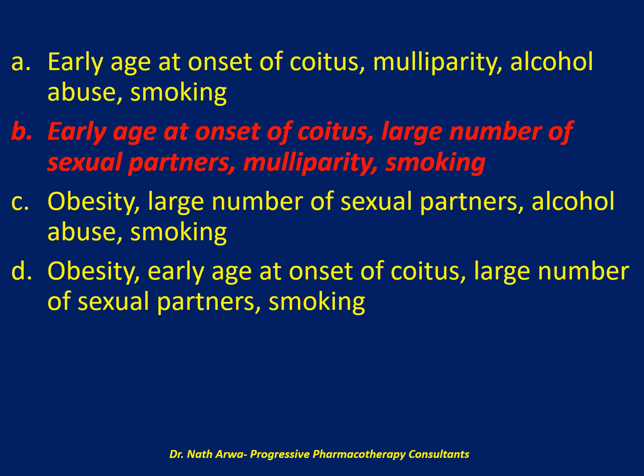The correct answer here is early age at onset of coitus interruptus, large number of sexual partners, malparity, that is having many children, 5 to be specific, and smoking. Now, while persistent human papillomavirus HPV is the most significant risk factor for development of cervical cancer, other risk factors include history of smoking, malparity, oral contraceptive use, early age of onset of coitus interruptus, large number of sexual partners, history of sexually transmitted diseases, even certain autoimmune diseases, and chronic immunosuppression.